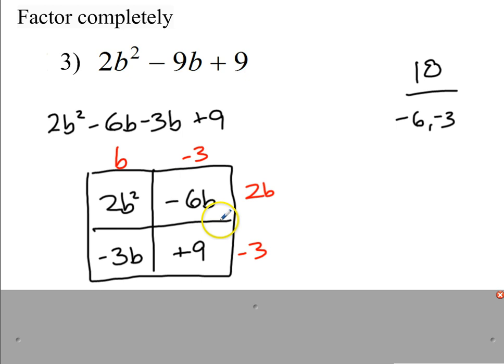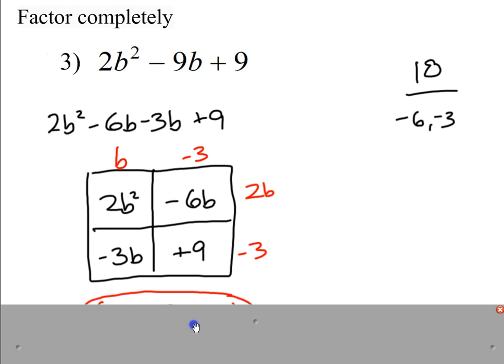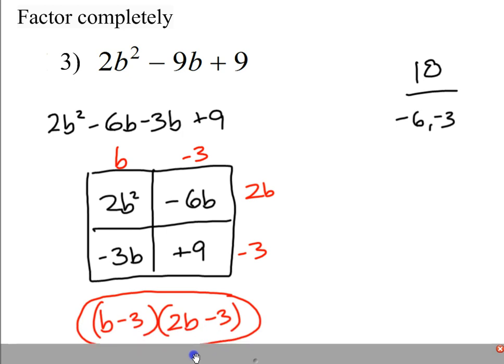Okay, so there are our GCFs. The GCF here is a b. GCF here, well, I don't know if it's a 3 or a negative 3 initially. Coming across, it's a 2b. Coming across the bottom, it's a 3. And then because there's one negative in here, but the product, the overall, is a positive, the only way to do that is to have a negative 3 times negative 3. Put those together, b minus 3, 2b minus 3 on the edges, you've got your factorization.